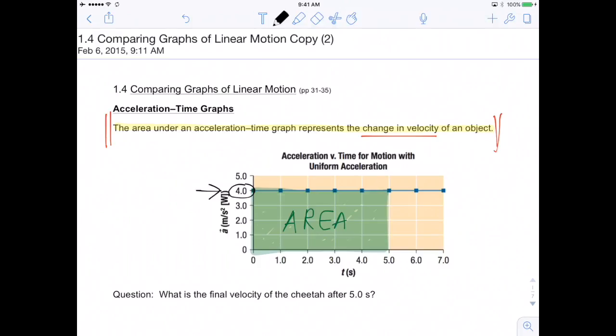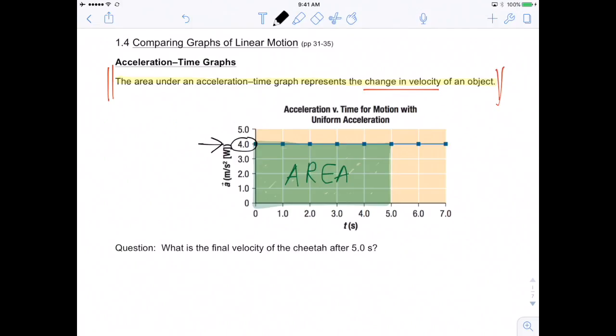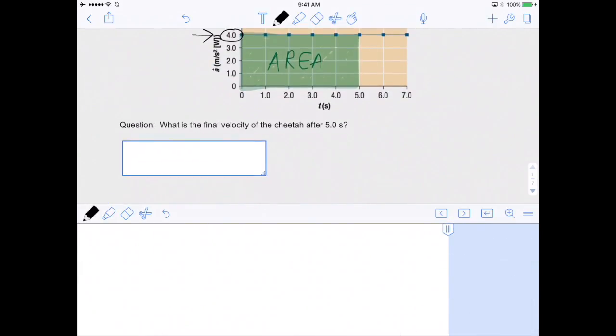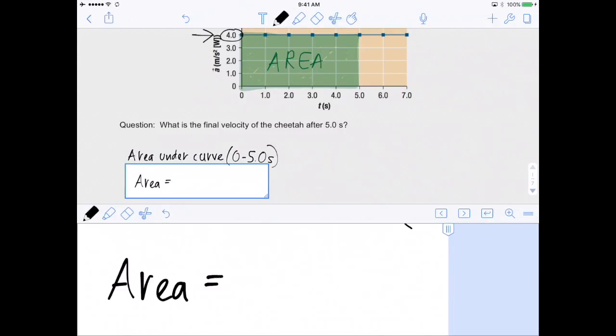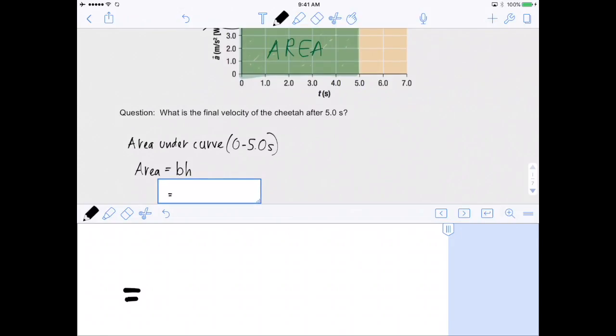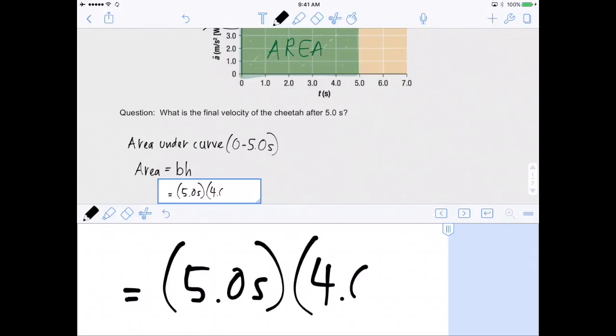So in our first example, we want to determine the final velocity of the cheetah after 5 seconds. So what essentially we want to do is find the area under the curve from 0 to 5 seconds. Since the shape that is shaded in under this curve is a rectangle, we can find the area by finding its base times its height. So the base of this is 5 seconds, and the height is 4.0 meters per second squared west.